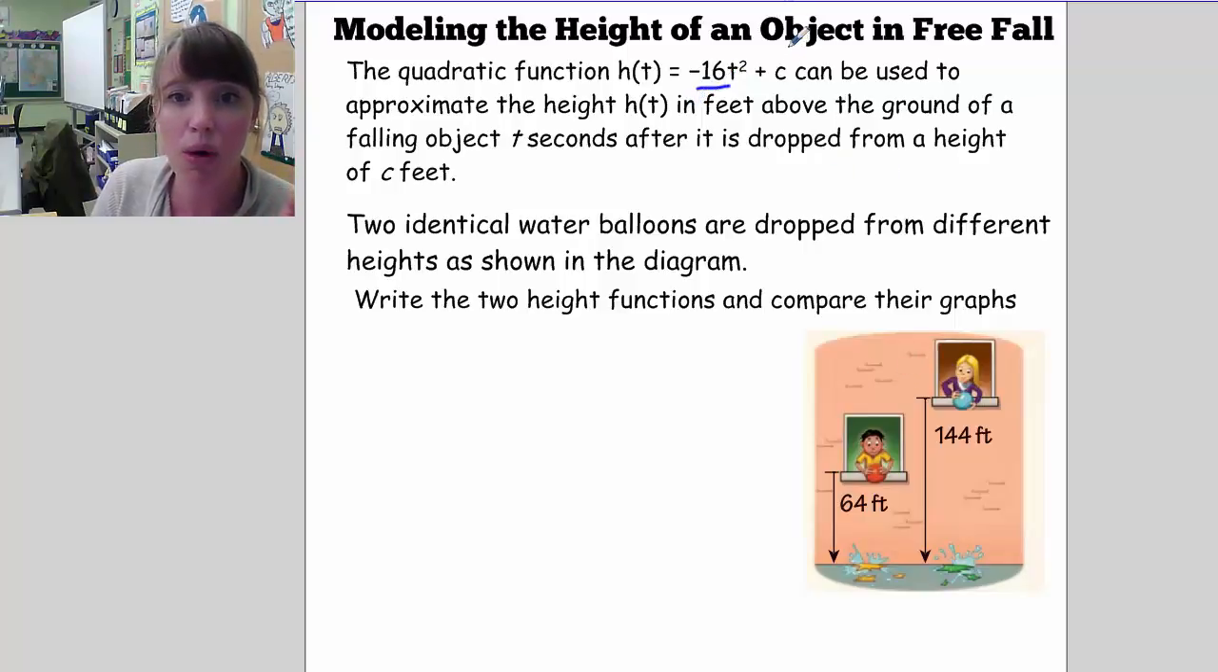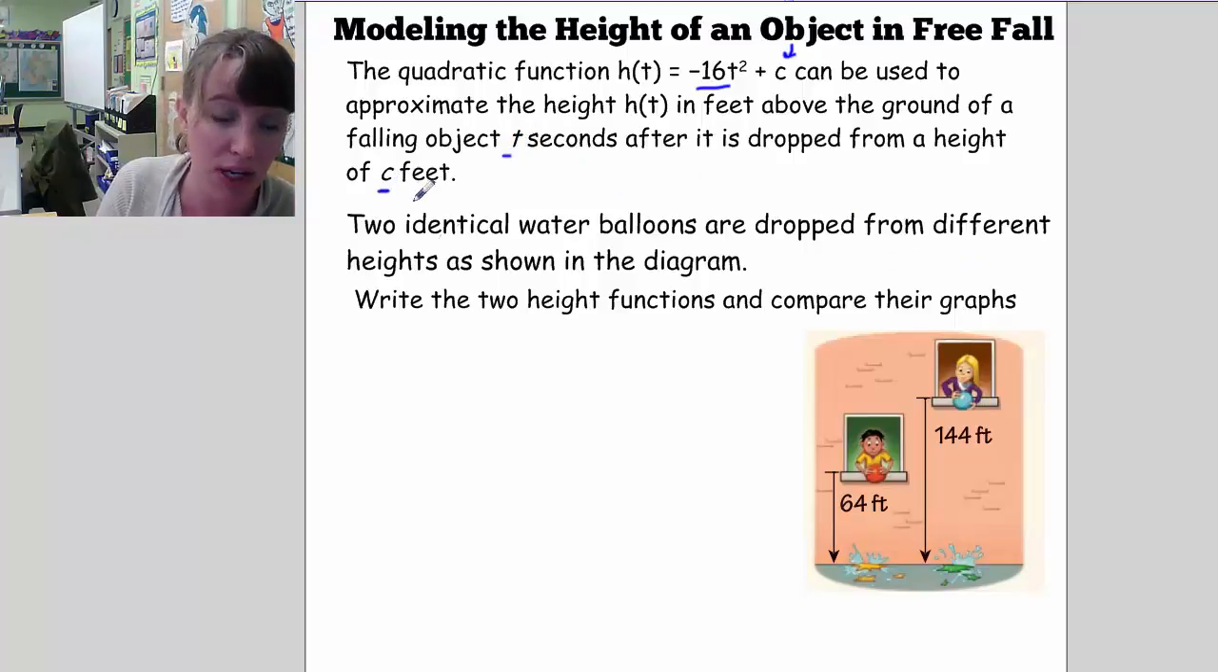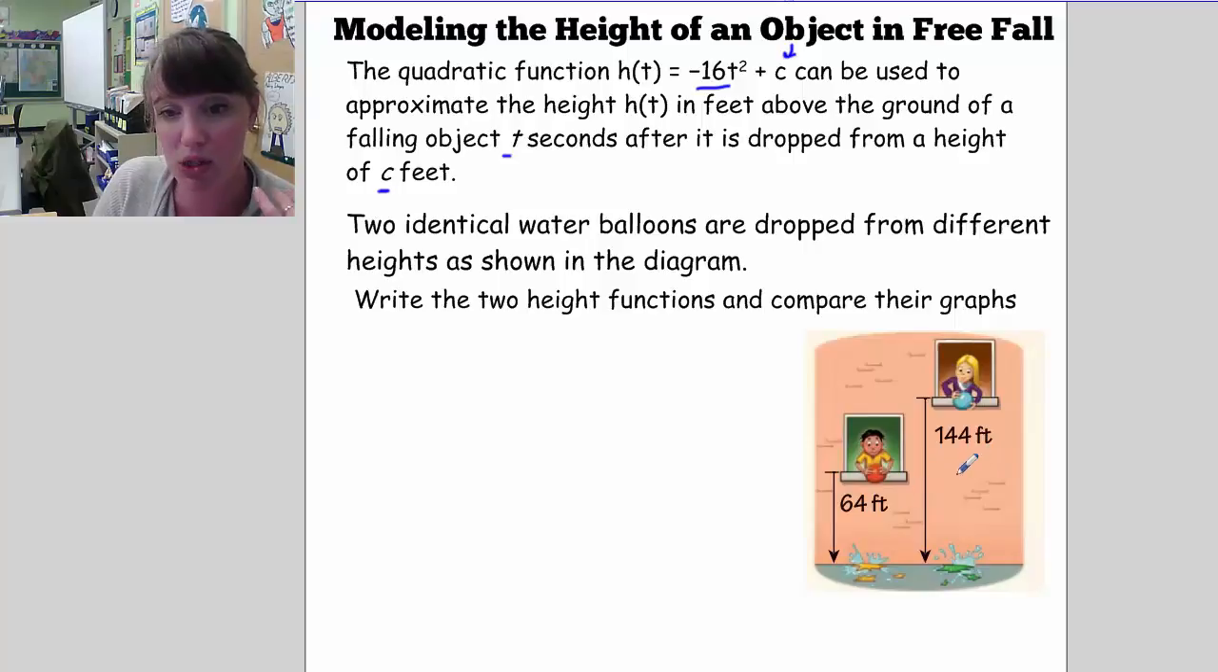All right. So this quadratic function can be used to approximate the height, h of t, in feet above the ground of a falling object t seconds after it's been dropped from a height of c feet. Actually, both of these objects travel at the same speed, right? Every second, they're decreasing their height by 16 feet. The c, though, is the distance from the ground they started from.